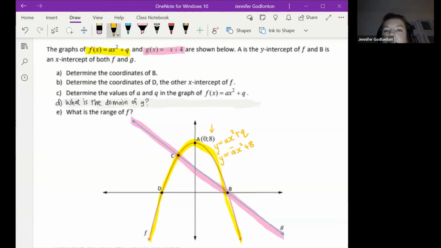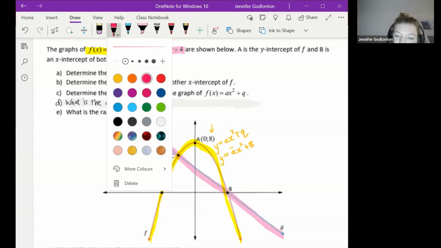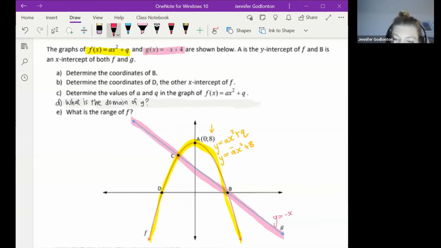Cool. Now let's read the rest. G is negative x plus 4. Okay. If G is negative x plus 4, that means that my gradient is negative 1 and my y-intercept is 4, which means that this point over here is 4. Useful for us to know, maybe. We're just going to put all the information down here before we start anything. They're also telling us that y is the intercept of f and b is an x-intercept of both f and g. Cool. First question that I would like you guys to try is A, and then move your way down.